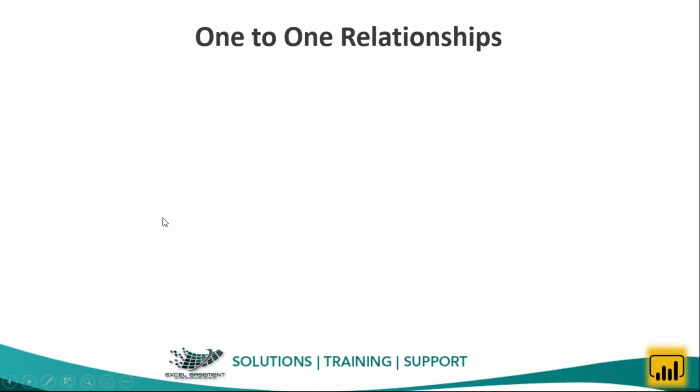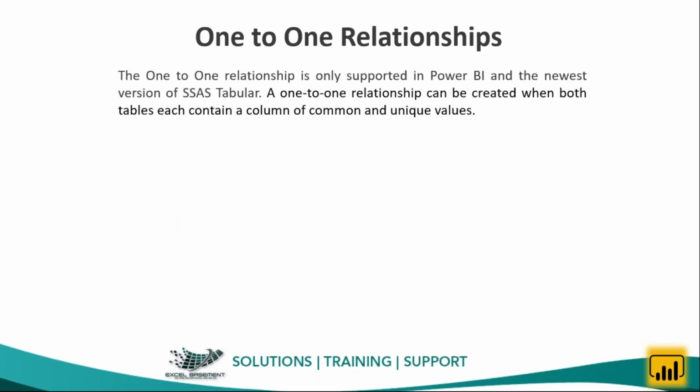So the first one is the one-to-one relationship. The one-to-one relationship is only supported in Power BI and the newest version of SQL Server Analysis Services Tabular. A one-to-one relationship can be created when both tables each contain a column of common and unique values. That's very important. When we have two tables with common and unique values, we can create a one-to-one relationship.